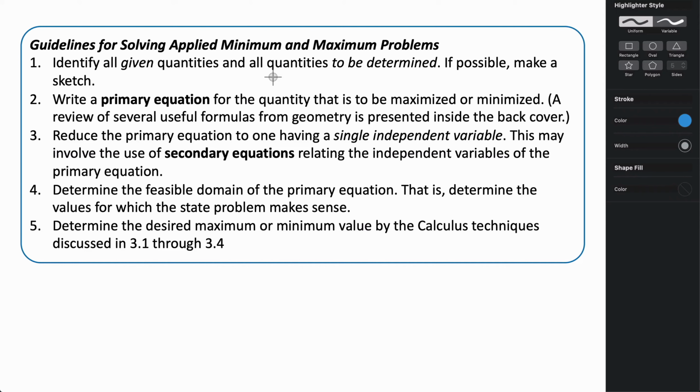In this video, we're going to be taking a look at optimization problems. Optimization problems are all about maximizing and minimizing some quantity that's specified in the problem that we're looking for.